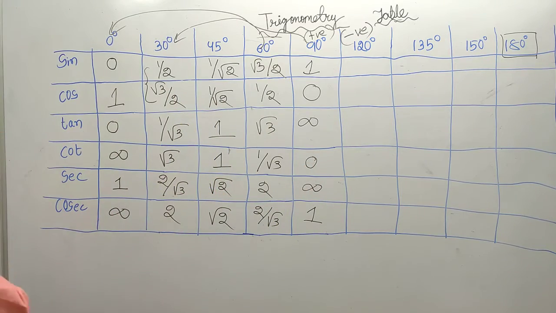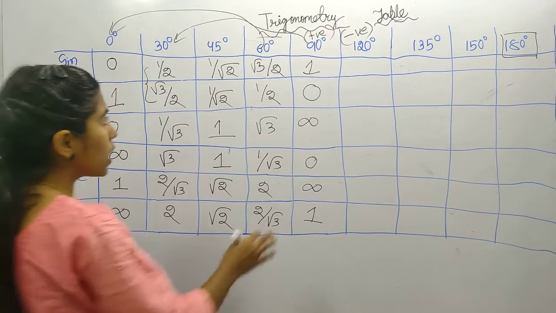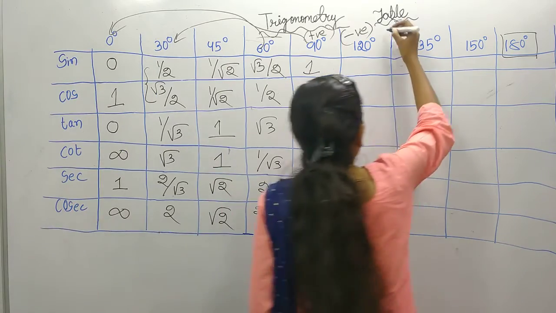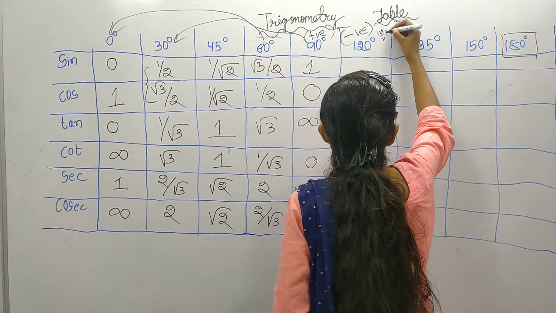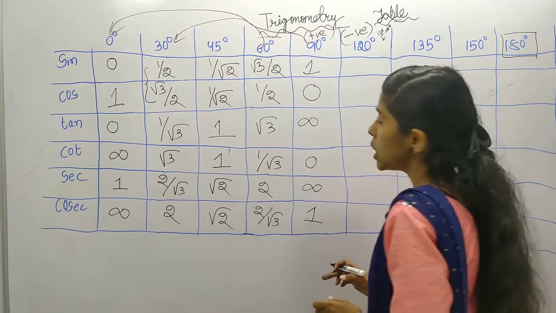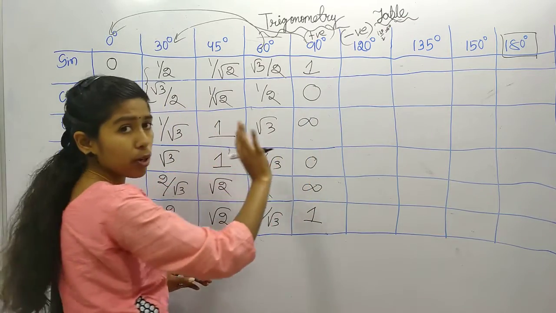So here you see 120 degree. So here 120 by 2. So you do 120 by 2 equals 60. It means 120 degree is connected to 60 degree. So here you see we have to put minus sign.